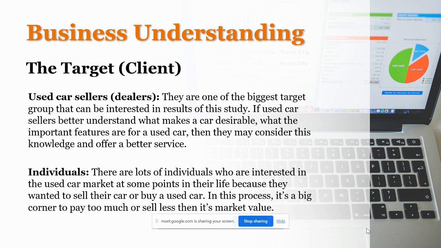All right, so that being said, there are lots of individuals who are interested in the used car market at some point in their life because they want to sell their car or buy a used car. In this process, there is a big concern of paying too much or selling for less than its market value. So depending on the context, individuals are also one of those target audiences that you will want to share your results with.